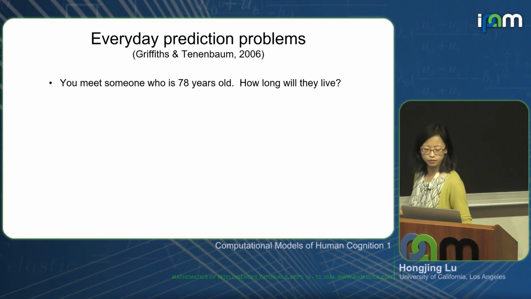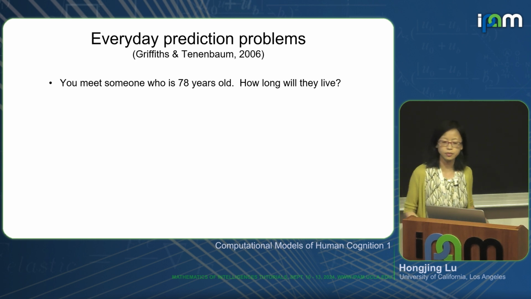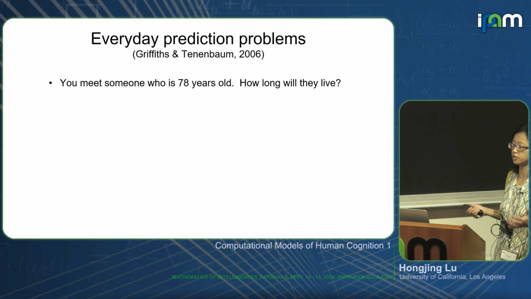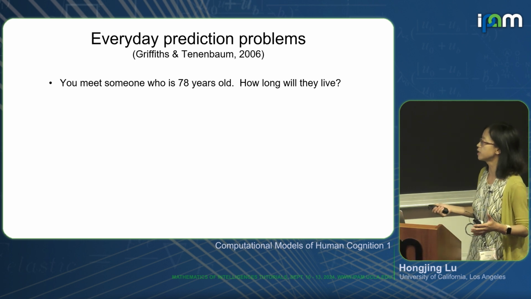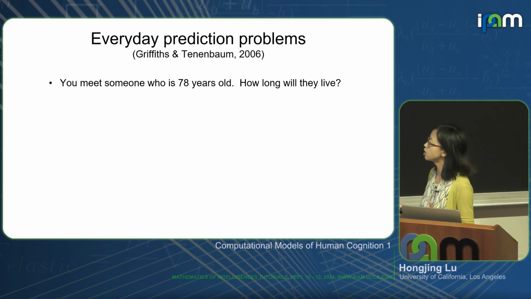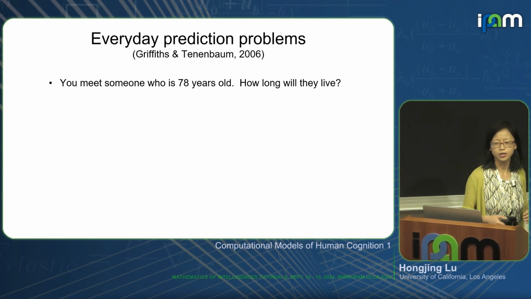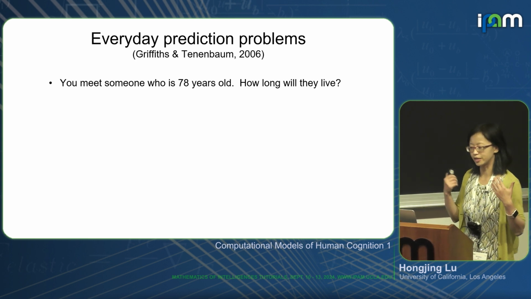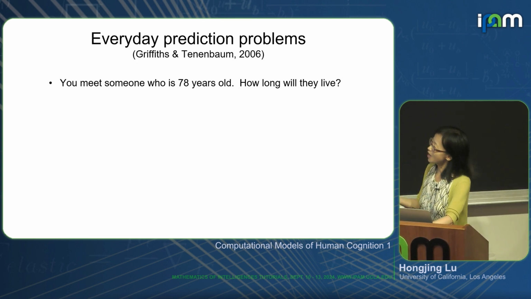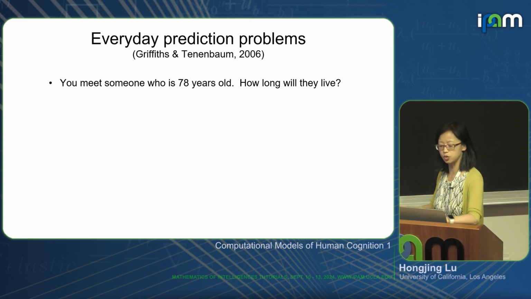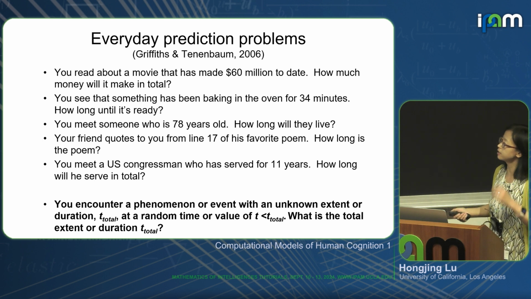The first example is from Griffiths and Tenenbaum's paper, talking about an everyday prediction problem. This is a very simple problem. If I tell you that you meet someone who's 78 years old, what's the lifespan of this person? How long will they live? You have some kind of general guess here, right? These types of prediction problems, from the computational perspective, you can actually extend to many different domains, not only lifespan.